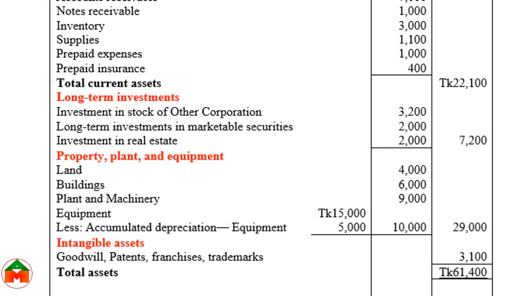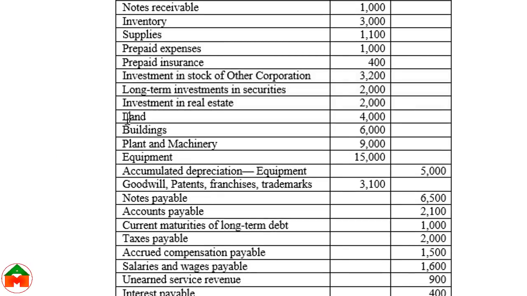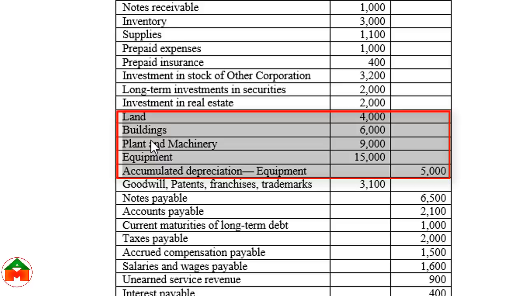Let's go back to the question. After that we can see some items. These are the items considered as long-term assets, or otherwise property, plant and equipment. Here we can see land 4,000, buildings 6,000, plant and machinery 9,000, equipment 15,000, and accumulated depreciation equipment 5,000. Be careful, this is a contra asset. This contra asset should be deducted from equipment because it's the contra asset of equipment.